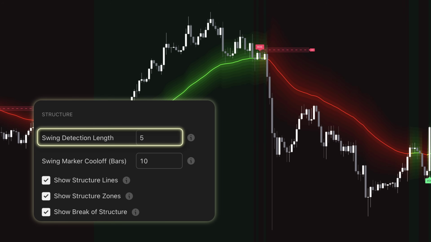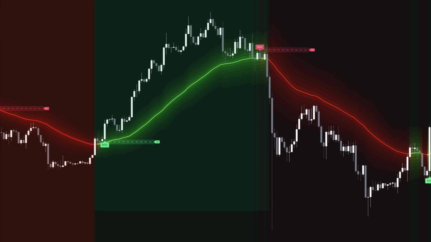Swing detection uses standard pivot logic with configurable lookback periods. The indicator tracks consecutive swing highs and lows, drawing connecting lines and optional shaded zones between them. These zones represent potential support and resistance areas where price previously reversed.